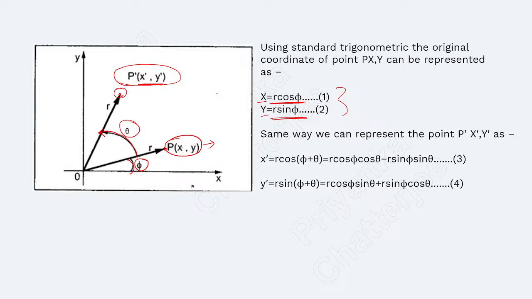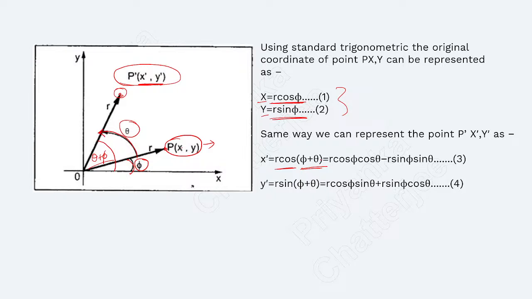I am not coming to scaling here, I am coming to rotation. So in the rotation, what is the total angle? This total angle is theta plus phi. So whenever I am doing theta plus phi, this is r cos (theta plus phi).